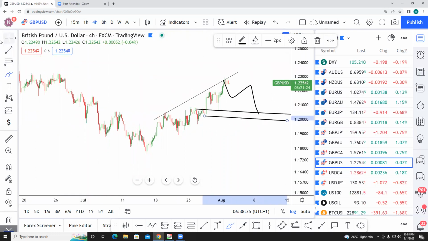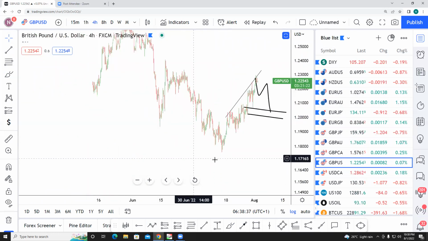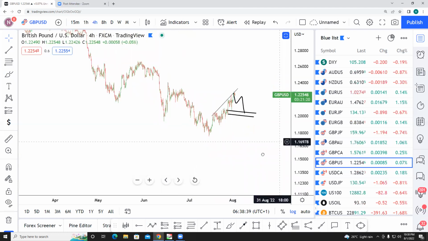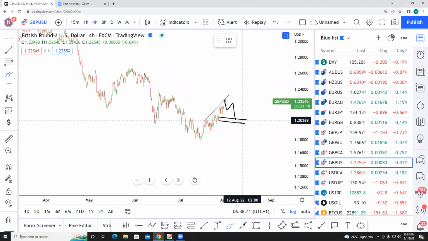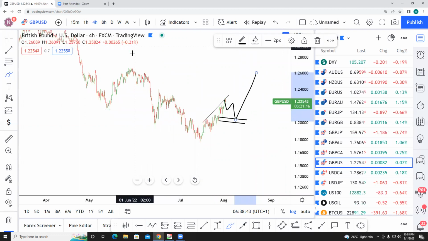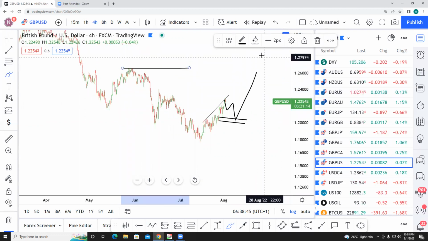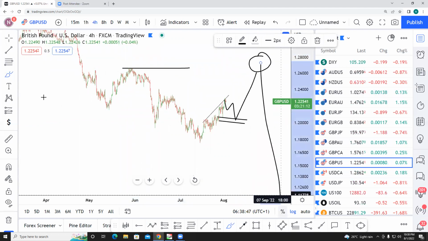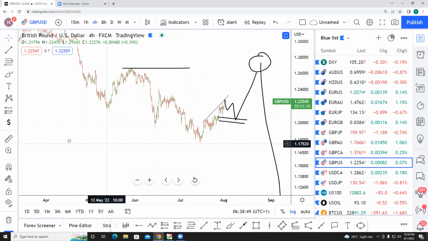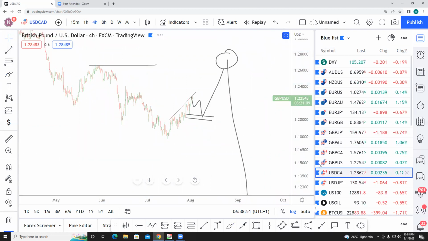Then, after that moderate corrective structure, 3 waves, you now have a push to the upside. At least let it break this top. From here, look for sell opportunity to the downside. I believe you can understand, guys.